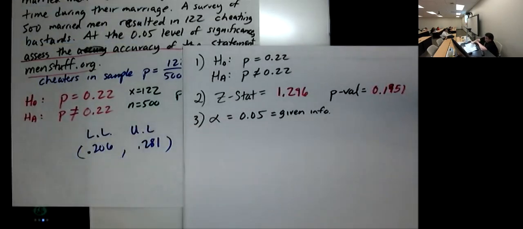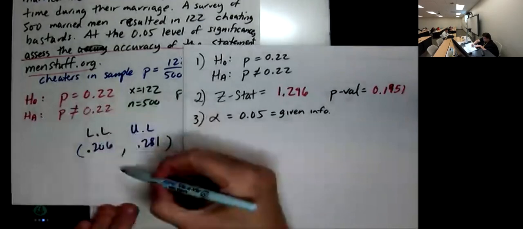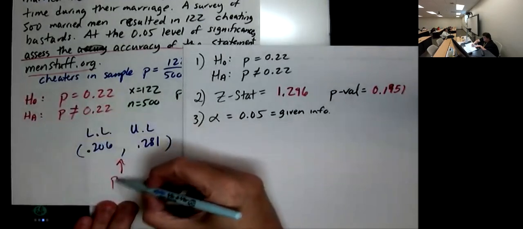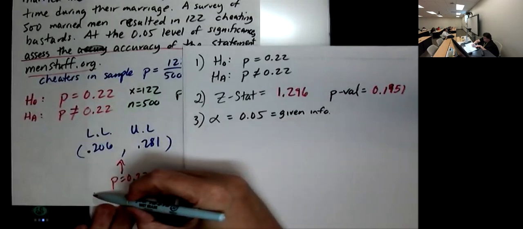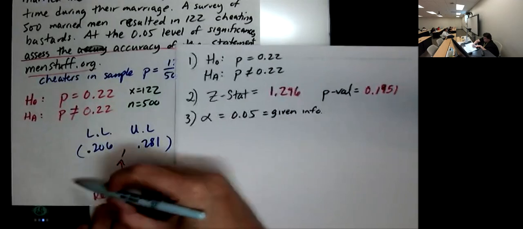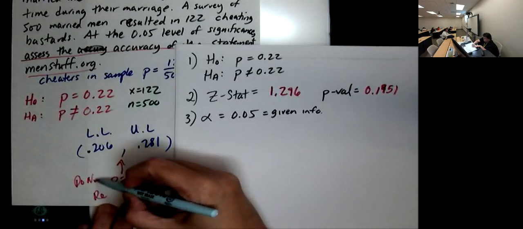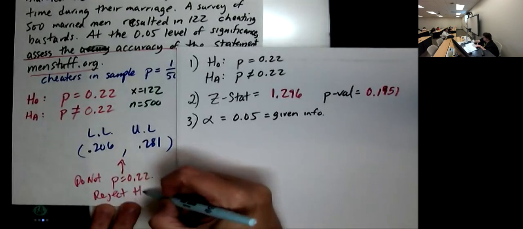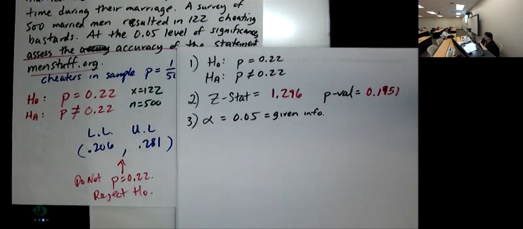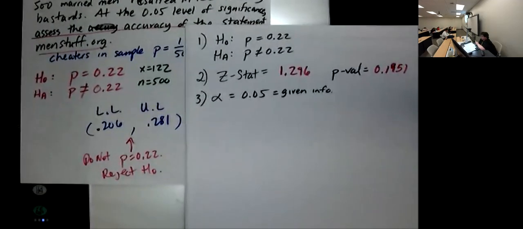So looking at the confidence interval, we see the 0.22 is inside of it. Since it's in the region, we don't want to reject. Don't reject, because it's in the region. It's a valid solution. We should get that same answer when we do the hypothesis test.